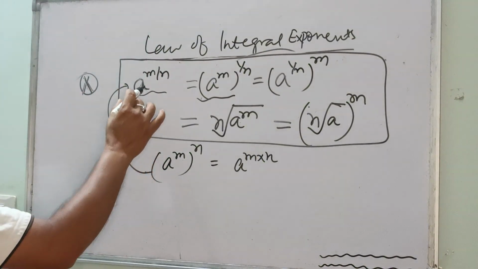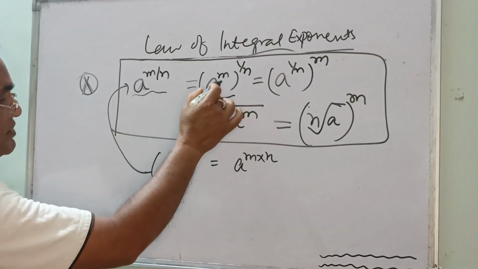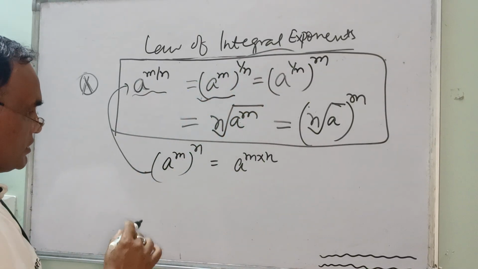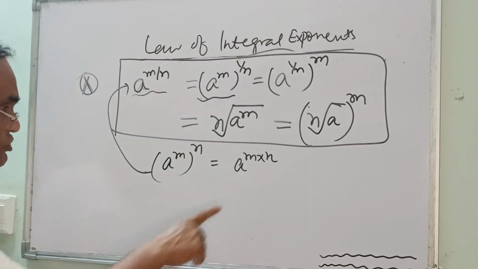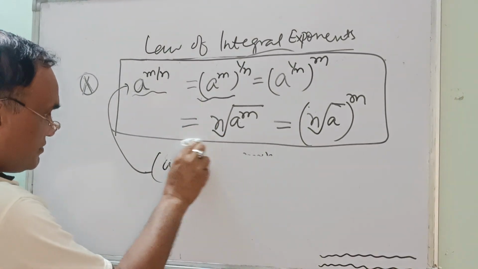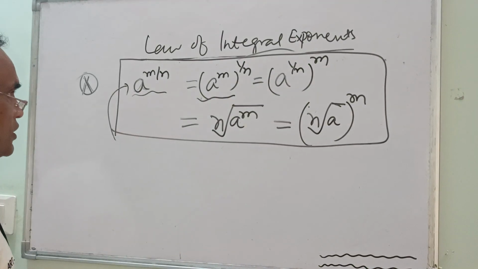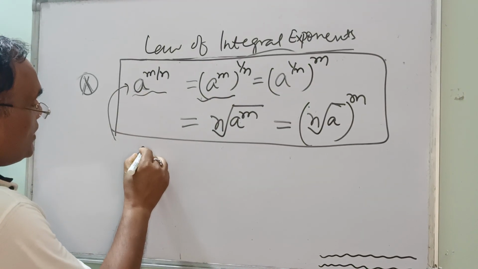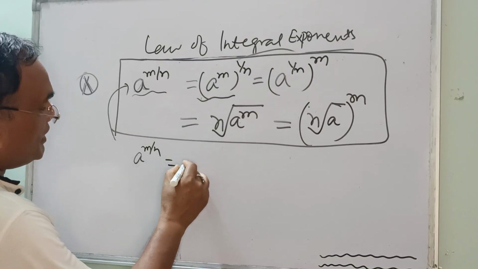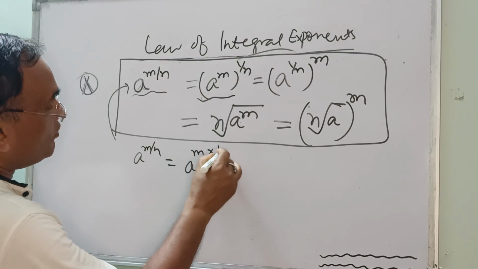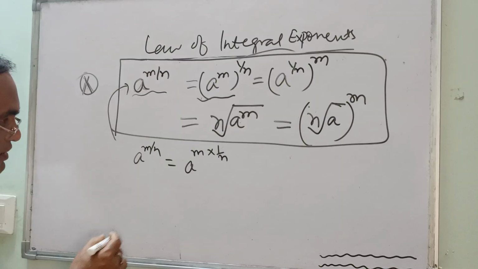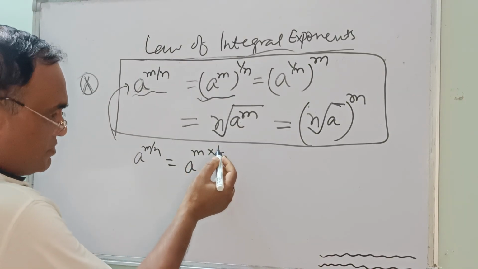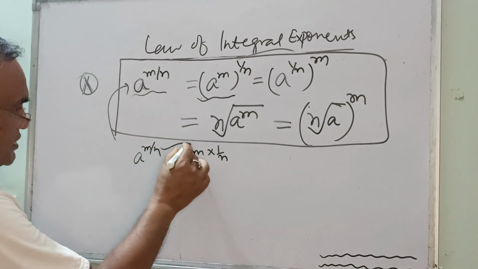So a to the power m upon n. Why have I written this as a to the power m into 1 upon n? Now I am going to explain this. This is the first step. See here. Now a to the power m upon n, can we write it as a to the power m into 1 upon n? Can you write m into 1 upon n? Yes, very good. I can write, because m into 1 upon n is m upon n. So the result is the same. There is no change.